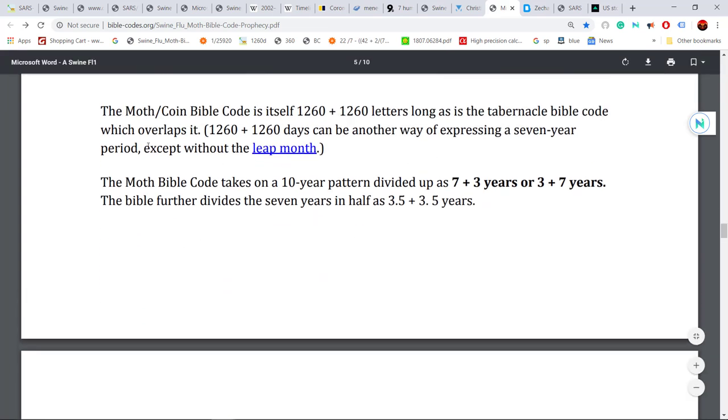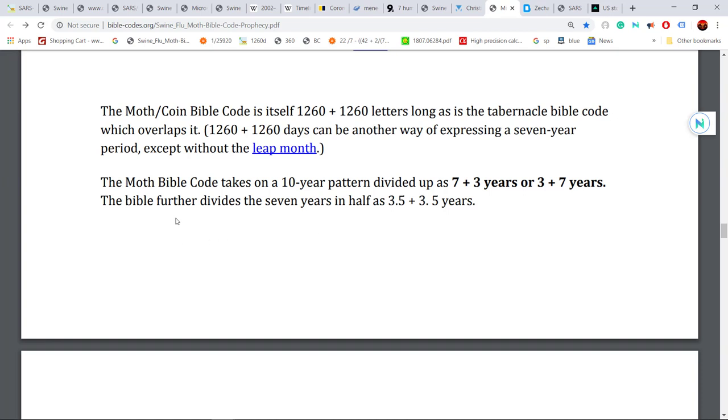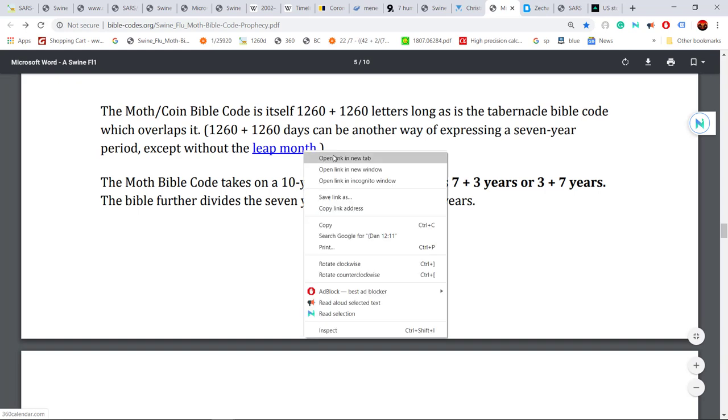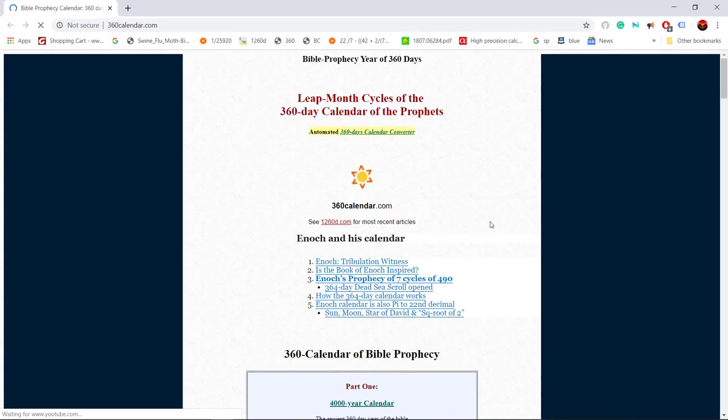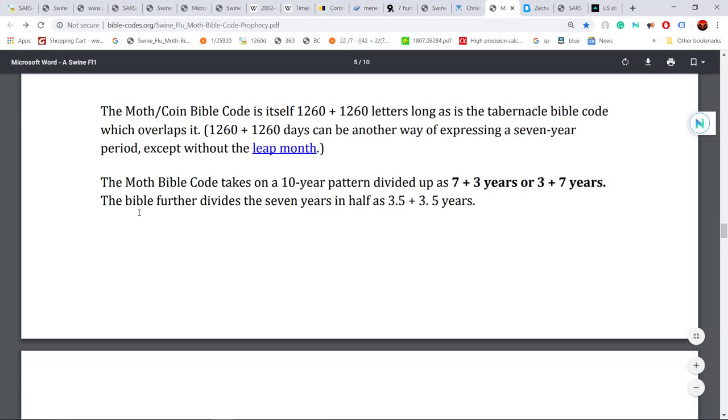Okay, the moth coin Bible code is itself 1260 plus 1260 letters long, as is the tabernacle Bible code, which overlaps it. 1260 plus 1260 days can be another way of expressing a seven-year period, except without the leap month. So I'm acknowledging the leap month there. And that link will probably bring me to leap month cycles in the 360 calendar. Okay? Right. The Moth Bible code takes on a 10-year pattern divided up as 7 plus 3 or 3 plus 7. And by the way, that pattern is found throughout the Bible.